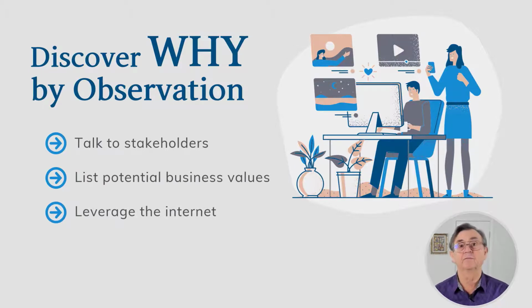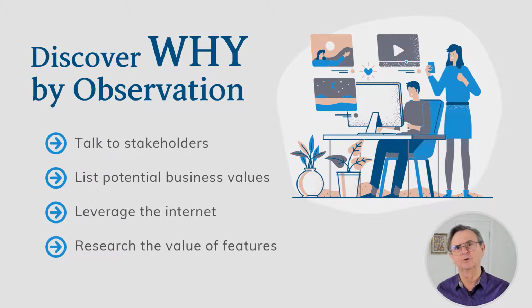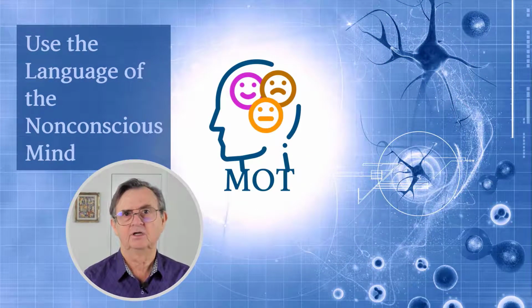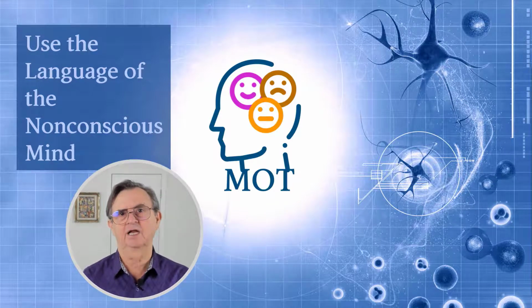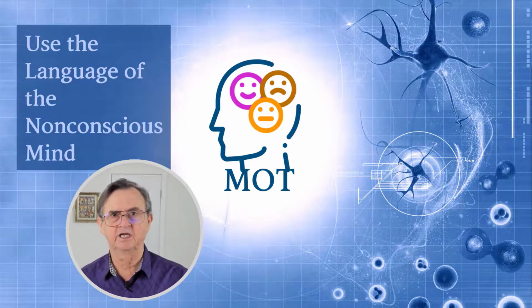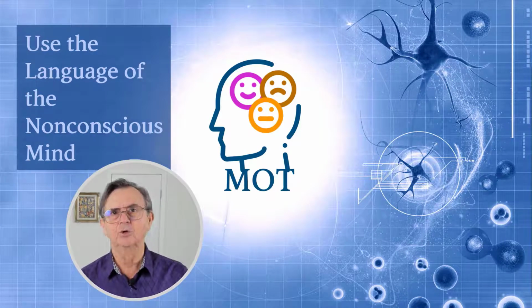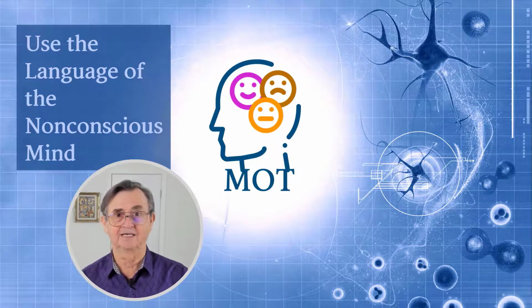You can leverage the wealth of information available on the World Wide Web. That information is always accurate, right? If it's on the internet, it must be true. Okay, you can do due diligence and research the value of requested features and functions to similar organizations. Above all, you can learn the language of the non-conscious. If we learn to talk Mot's language of feelings and emotions, we're going to communicate on a whole different level. If you understand how Mot works, how it reacts, and what makes it decide, then you can ask questions using that language. Then you are communicating with their non-conscious mind.